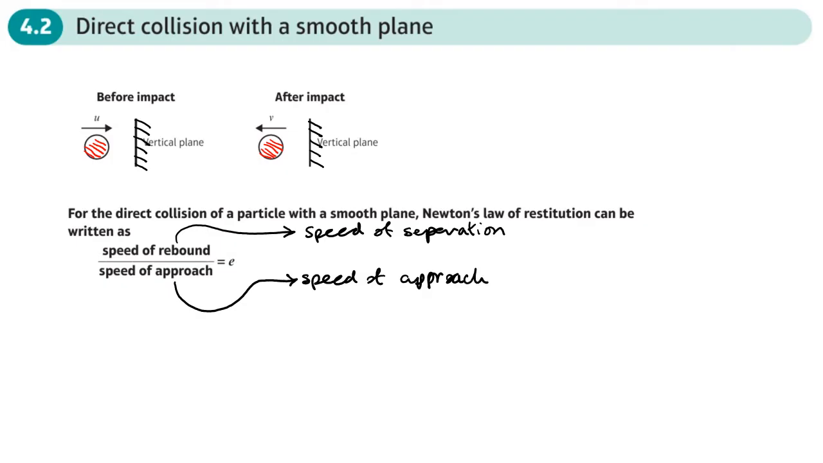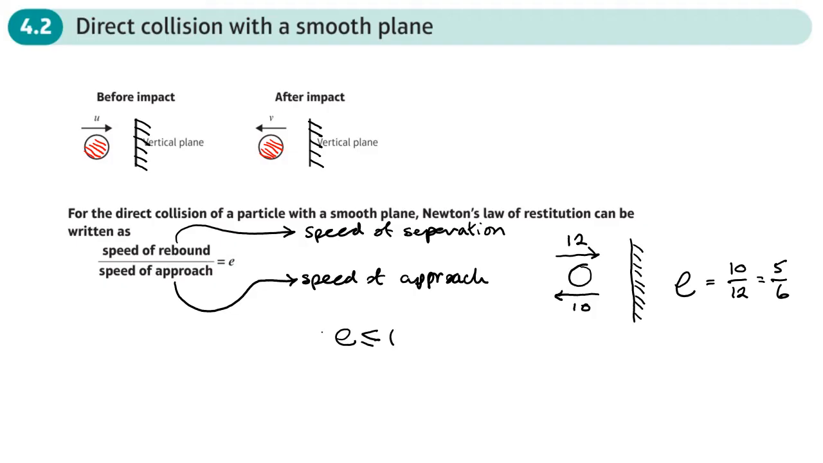So for example, if a ball is thrown towards a wall at 12 meters per second and it rebounds at 10 meters per second, then E is going to be that speed of rebound over the speed of approach, 10 over 12, which we could write as 5 over 6. And remember, our value of E should only be between 0 and 1.